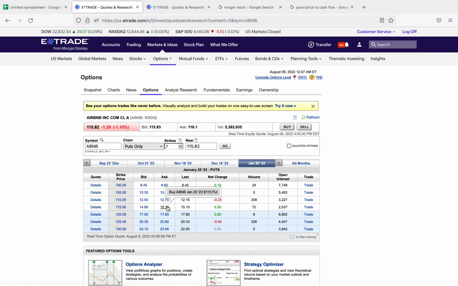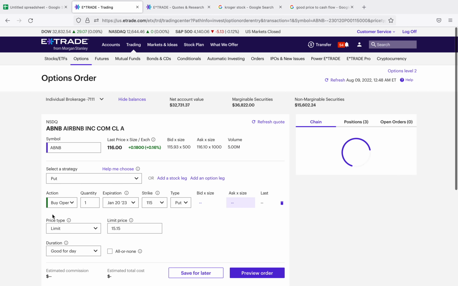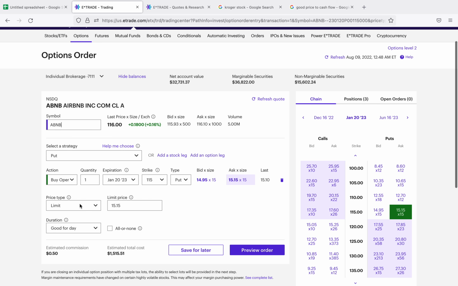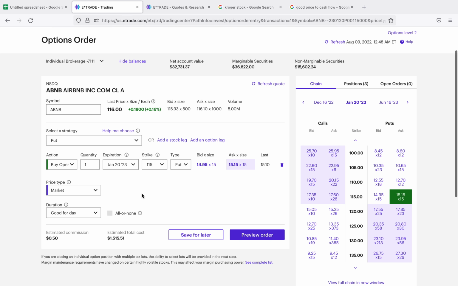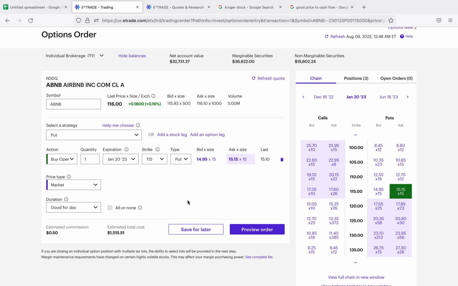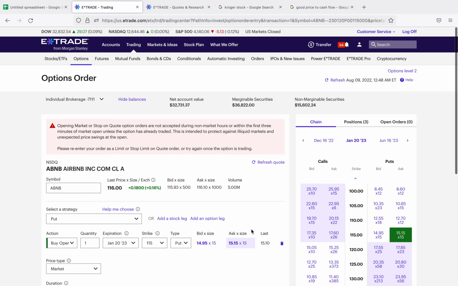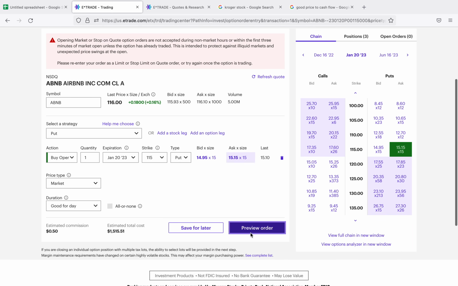So if we're going to say by 115, right now it's trading at about 115. Go ahead and click on the ask, but it really doesn't matter. Then it's going to take you to this screen. Again, I don't do limit orders. I do market orders because I don't want to risk not getting in the position. And then again, you're paying for 100 shares, and you're paying 100 times the premium. So you're paying $115.